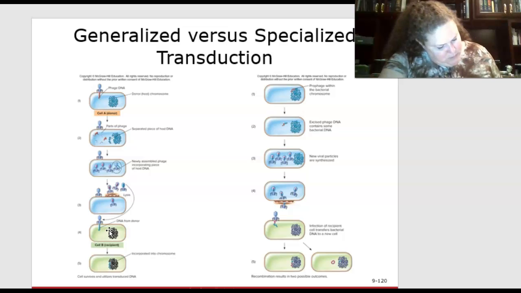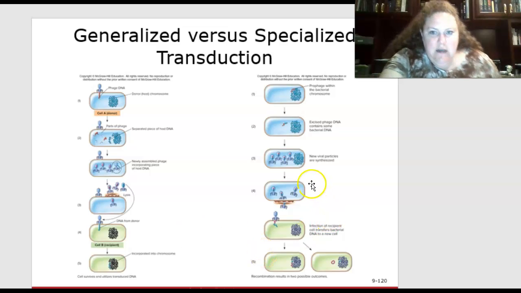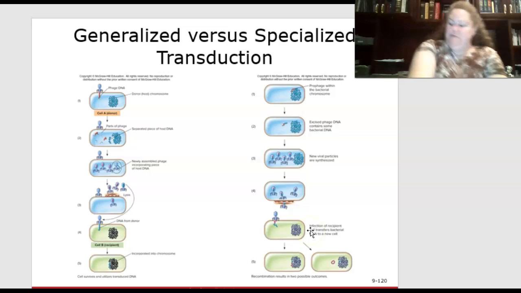The altered phage adsorbs to and penetrates another host cell, B, injecting the DNA from cell A rather than the viral nucleic acid. And then down here in 5, cell B receives this donated DNA, which recombines with its own DNA. And because the virus is defective, meaning biologically inactive as a virus, it is unable to complete a lytic cycle, and the transduced cell survives and uses this new genetic material. Over here, this is figure 9.28.